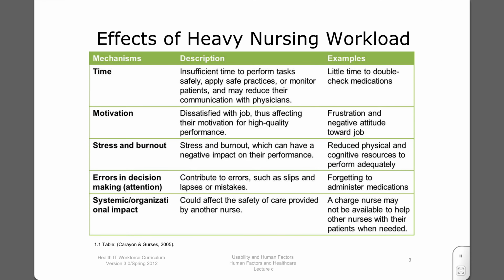Stress reduces the physical and cognitive resources to perform adequately. Errors in decision-making, such as a mistake in medication administration, can certainly be affected by workload issues. A heavy workload may even have a systemic effect. For example, a supervisory nurse may be too preoccupied with her own work to properly supervise nurses under her charge. This indirectly increases the possibility of human error.